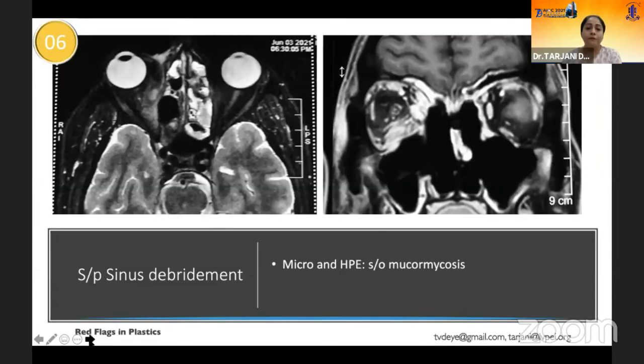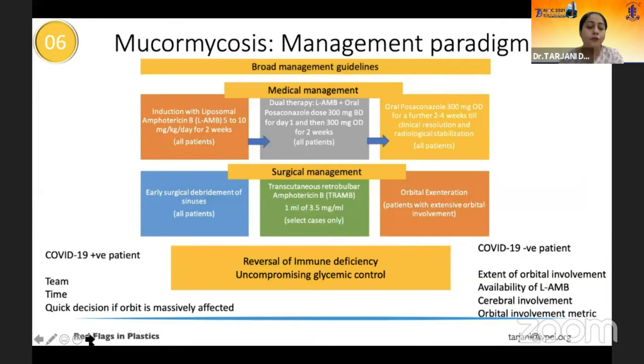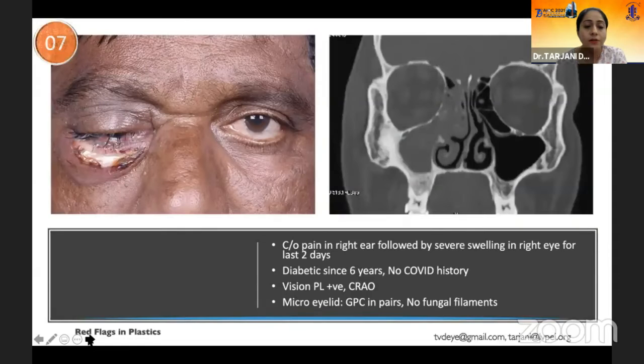So this is one of the red flags that we should all be aware of. Treatment wise, a lot has been spoken on mucor in a lot of courses at AIOS. I'm not going to get into the details, but essentially every patient gets systemic amphotericin B and sinus debridement, and select patients require orbital interventions in the form of debridement, transcutaneous retrobulbar amphotericin B, or exenteration if the disease is severe. And COVID positive or COVID negative status also affects your decision paradigm.